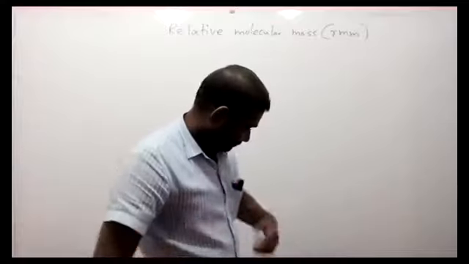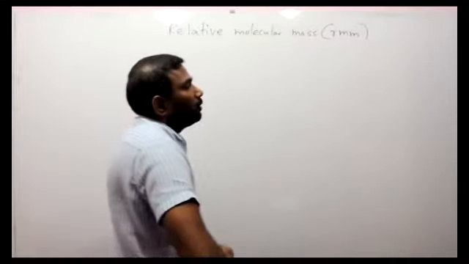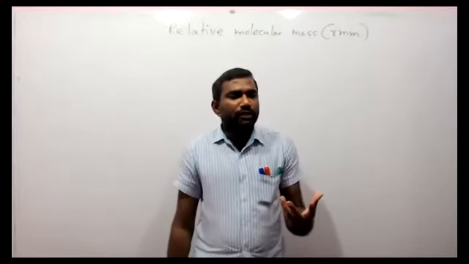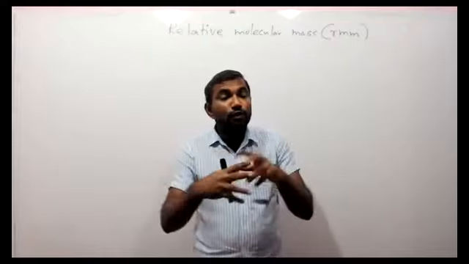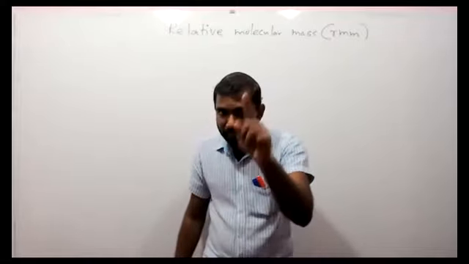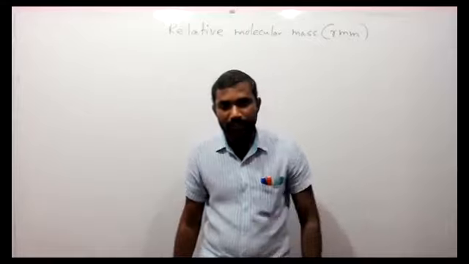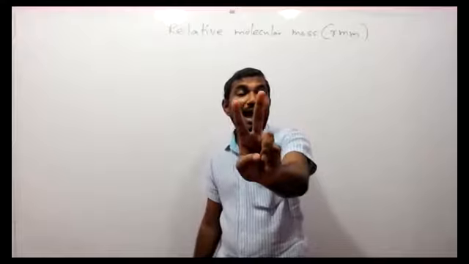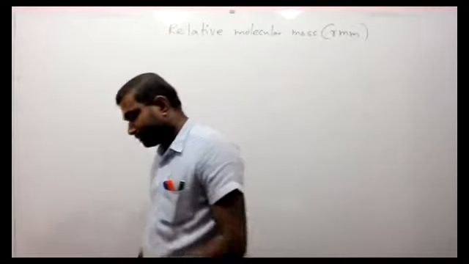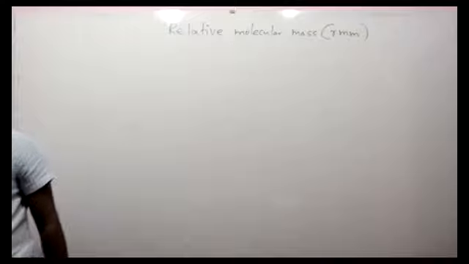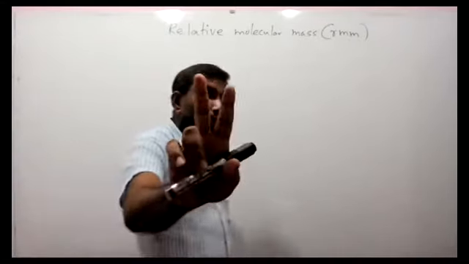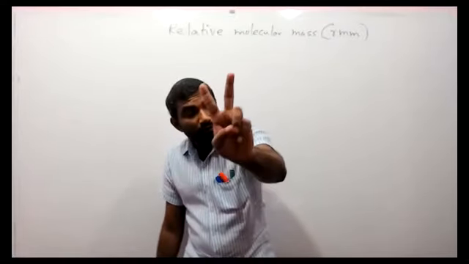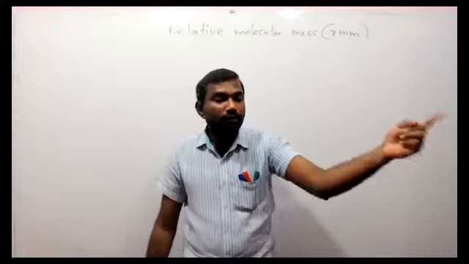Now look at the book. Children, how do we define a molecule? Listen carefully, otherwise you will forget these things. From the chemical combination of two or more atoms, a molecule will be formed. From the chemical combination of two or more elements, a compound will be formed.